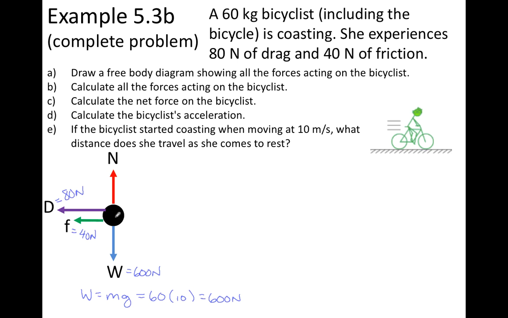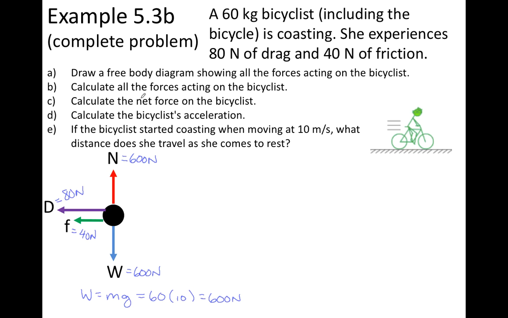And we can infer what the normal force is going to be because there's no motion in the vertical direction. If there's no motion in the vertical direction, vertical forces have to be balanced. So if there's 600 newtons acting downwards, there's 600 newtons acting upwards.